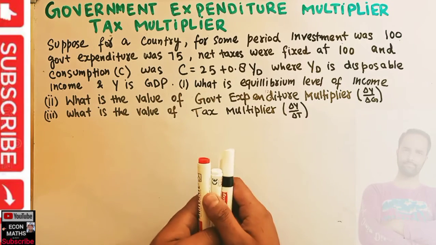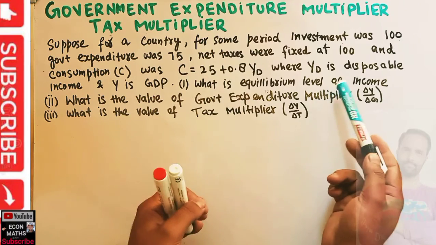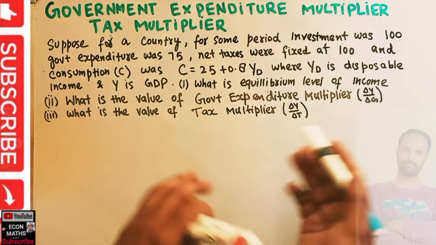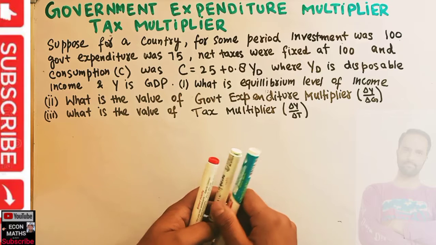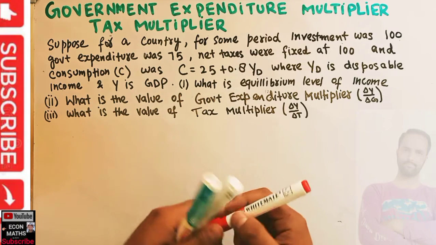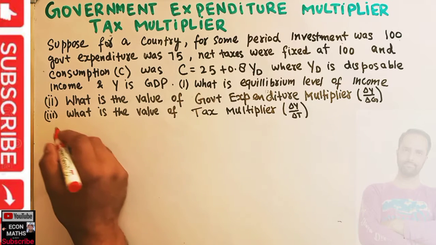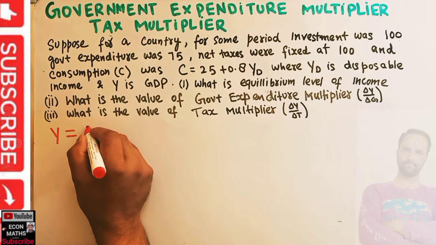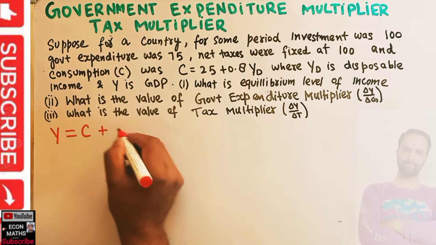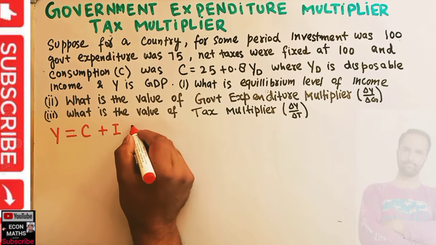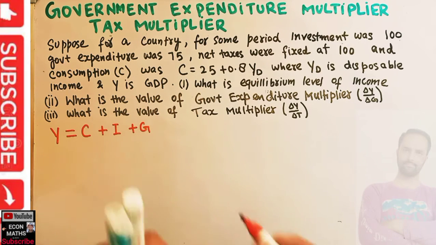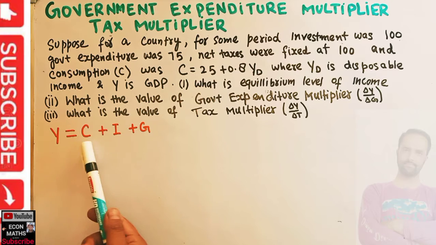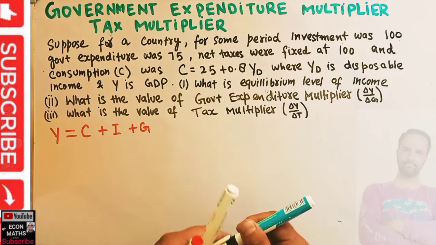So what will we do? We will first derive the equilibrium level of income. We will use first the general formula, then we will find the equilibrium level of income. So how to solve this question? We know that our total GDP is equal to consumption expenditure plus investment expenditure plus government expenditure. You know it very well. Our total GDP will be absorbed into consumption, investment, and government expenditure.